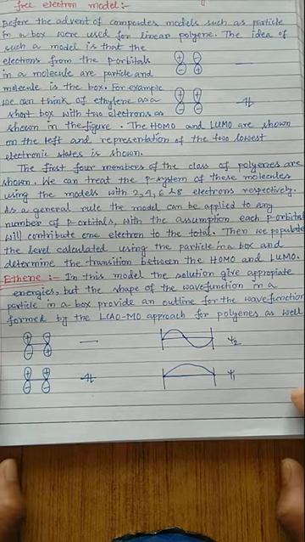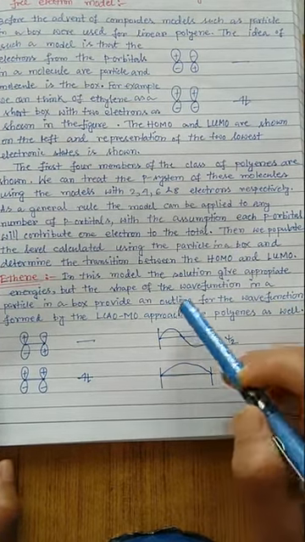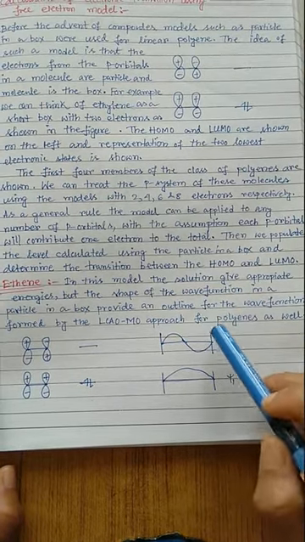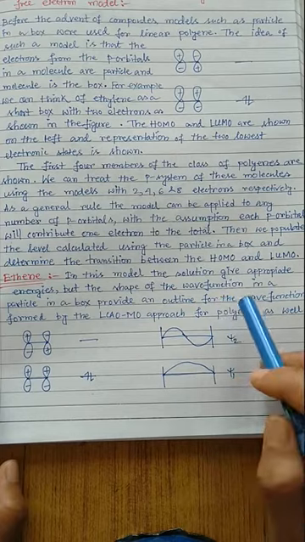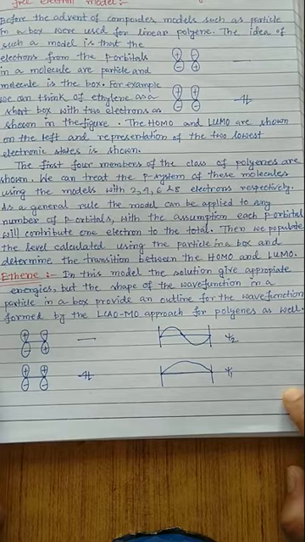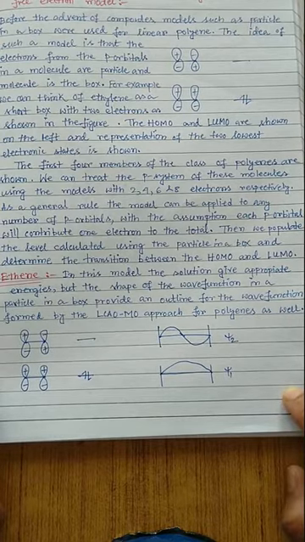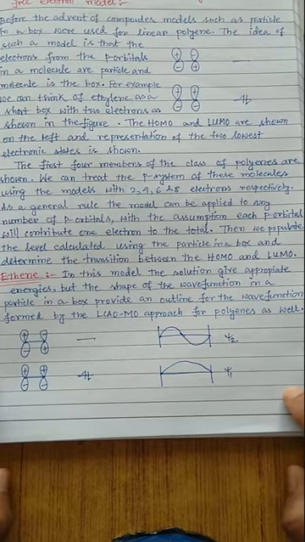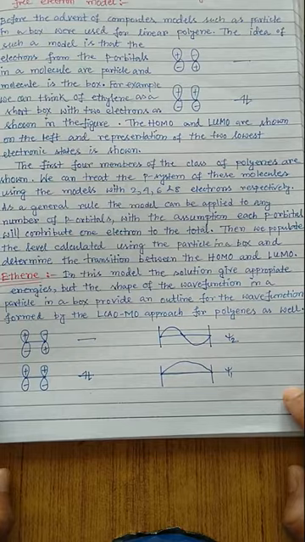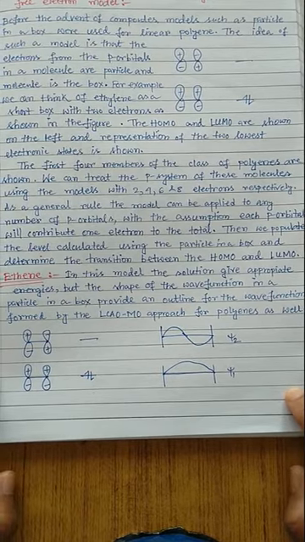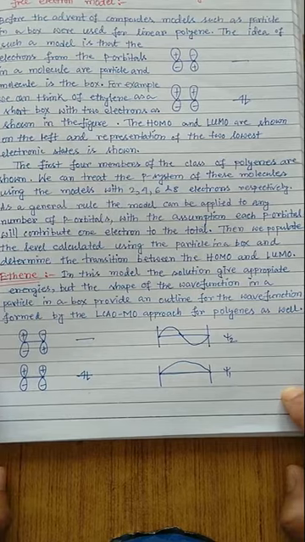In this model, the solution gives the appropriate energy, but the shape of the wave function in a particle in a box provides an outline for the wave function formed by the LCAO-MO approach for polyenes as well. Because in the molecular energy diagram, we just did the LCAO-MO, meaning the corresponding atomic orbitals combined in a linear way and form the resultant molecular orbitals. That gives the same result as we got from the free electron model concept, or you can say the particle in a box model concept.